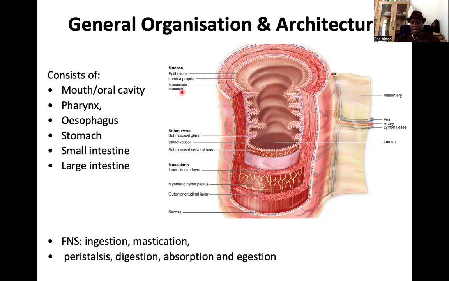Okay, so this is how the basic organization of the gut is organized. So take it from this point, okay, gradually. Mucosa. And once you have a mucosa, then there will be something below the mucosa. So we call that submucosa, okay? And within the submucosa, you have glands, which we call submucosal glands. You have blood vessels. You have nerve plexuses, okay?